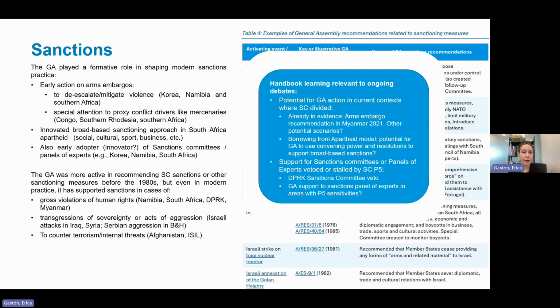The other issue is that a problem within the Security Council recently has been some cases of vetoes of sanctions committees or panels of experts within the Security Council. So the most recent example was in the DPRK, where there were vetoes on the sanctions committee. So there's a sanctions regime for the DPRK, but there's no monitoring mechanism. So here's a very ready example where the General Assembly does have the capacity to support this mechanism and to create, through its Article 22 powers, either a sanctions committee or other panels of experts or monitoring and accountability mechanisms.